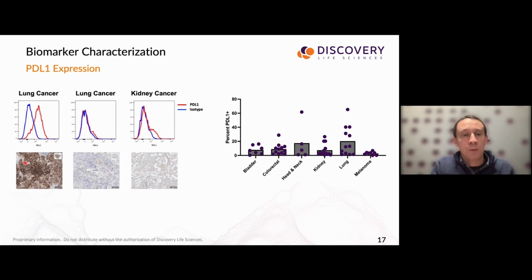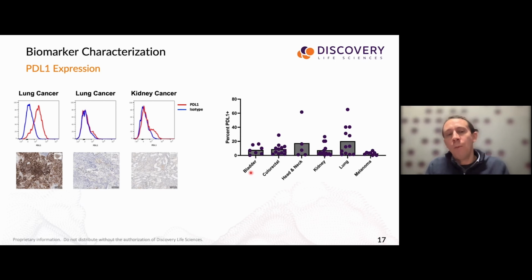And what we observed was a very high correlation between the signal that we observed by IHC and the signal that we observed by flow cytometry. And we've done the study over dozens of samples at this point and shown very, very high correlation across all the samples that we've tested.